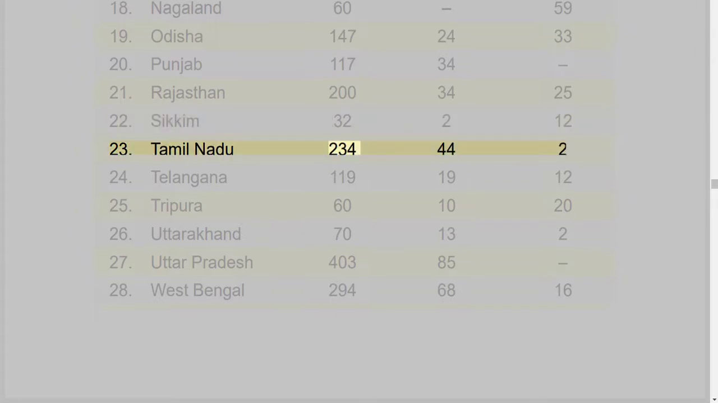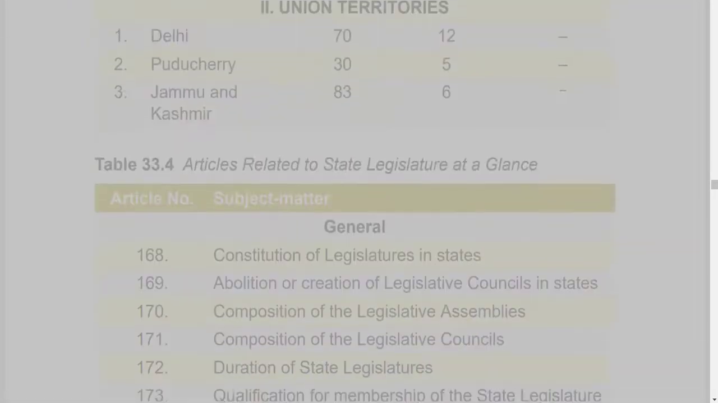Tamil Nadu 234 to 24. Telangana 119 19 12 25. Tripura 60 10 20 26. Uttarakhand 70 13 to 27. Uttar Pradesh 403 85 28. West Bengal 294 68 16. 2. Union Territories 1. Delhi 70 12 2. Puducherry 30 35 3. Jammu and Kashmir 83 6.